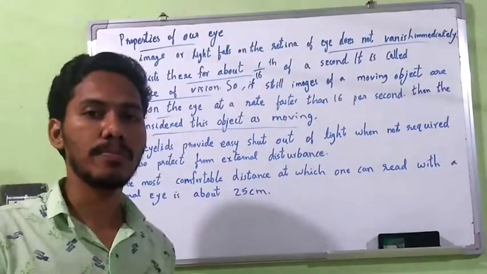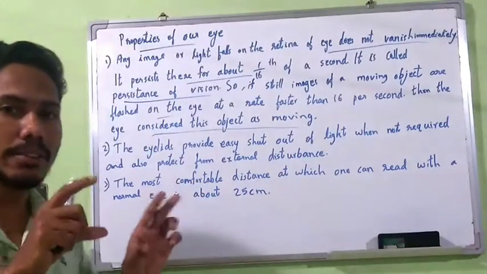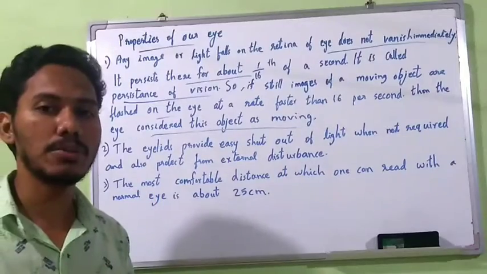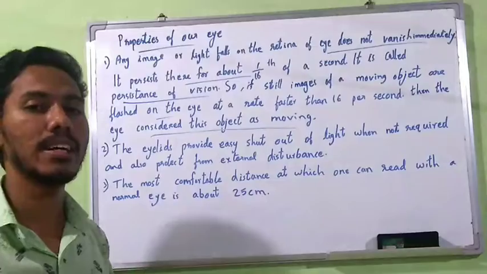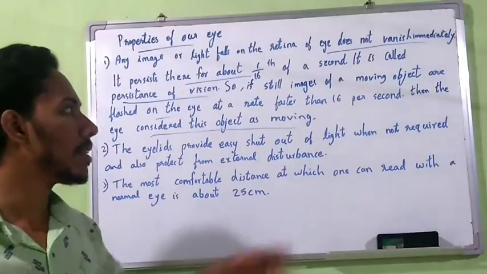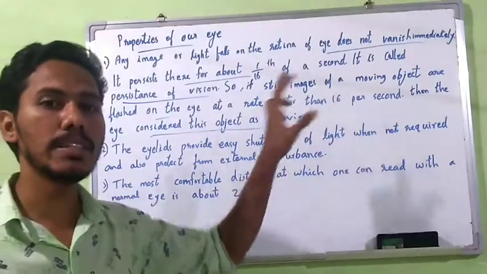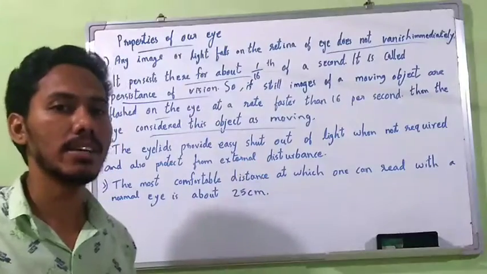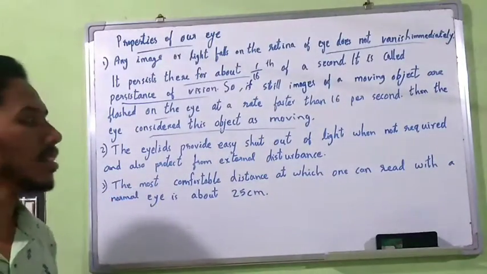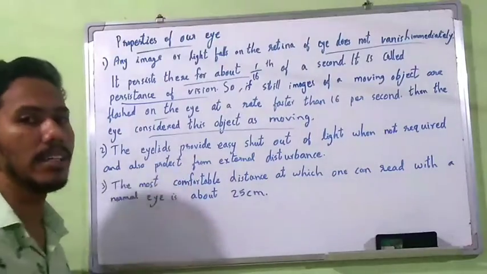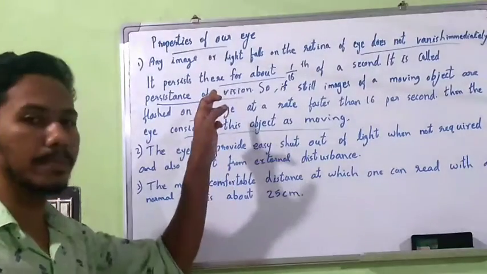In our phone, we can take a video. It is 25 frames per second, that is, 25 still images are taken within a second. But for our eye, 16 images are needed for a video, that is, a moving object. That is an important property of our eye.